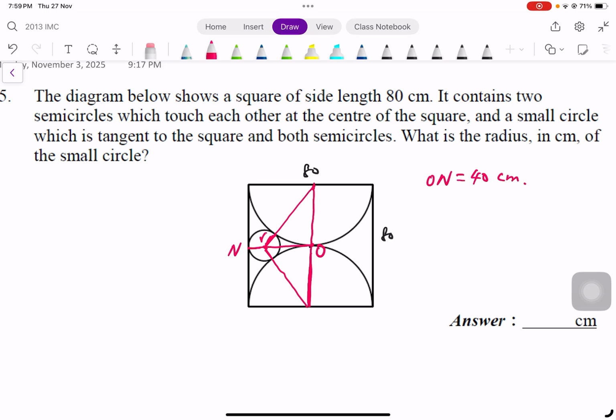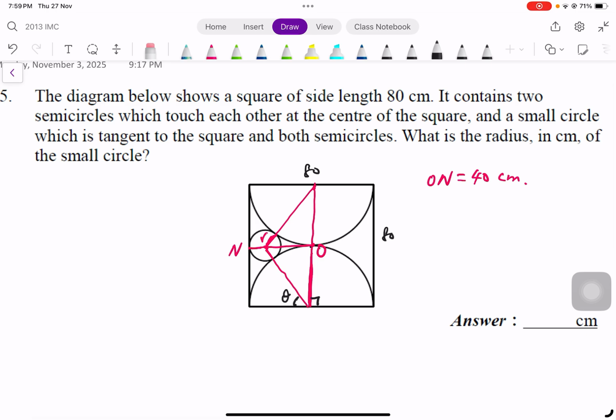Okay, we know that this is 90 degrees. Therefore, this angle would be theta, and I call this angle 90 degrees minus theta. By symmetry, this is also theta, and this angle is also 90 degrees minus theta. Therefore, can you see that this radius is 40 cm?